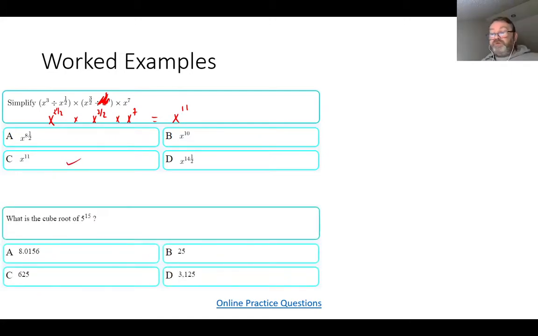Last one. What's the cubed root of 5 to the power of 15? Now watch. Roots are related to fractional indices. So if you're getting the third root, that means you can write this as 5 to the power of 15 over 3, which becomes 5 to the power of 5.